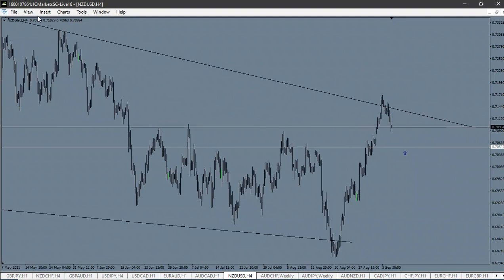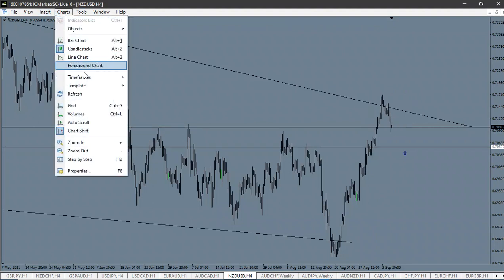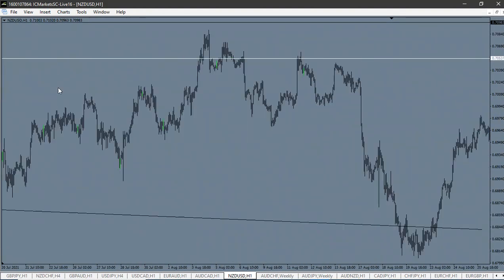So we are done with this one. There's not much we can do right here. There's not much we can do other than, if you wanted to scalp, then you have to go down.